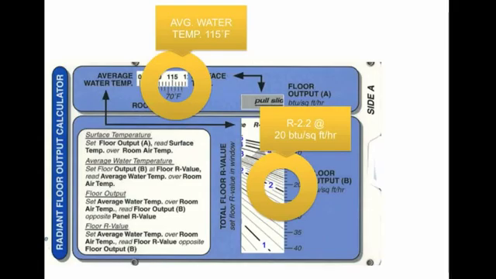Since the industry standard recommendation for the drop in water temperature from supply to return is 20 degrees, adding 10 degrees to the average water temperature results in 125 degree supply water temperature.